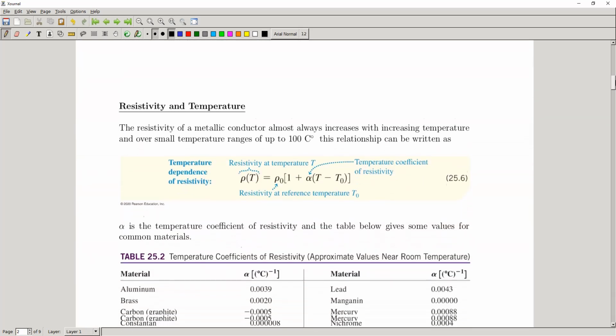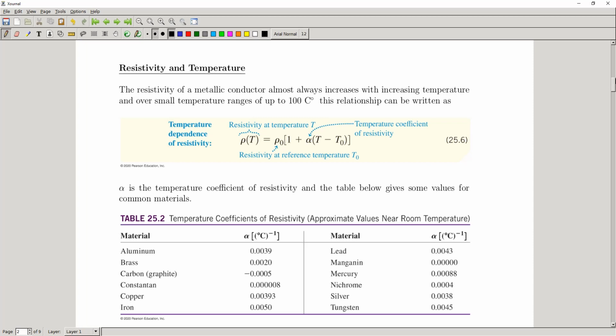We now want to talk about the temperature dependence of resistivities in different materials. The resistivity of a metallic conductor almost always increases with temperature. So if we heat up a conductor, it becomes more resistive. For small temperature changes, on the order of about 100 degrees Celsius, we can approximate this change in resistivity by the linear expression that we see here. This is the temperature dependence of resistivity.